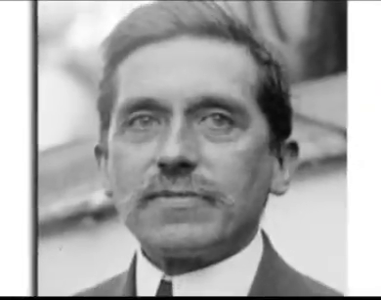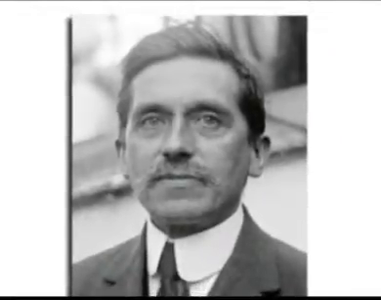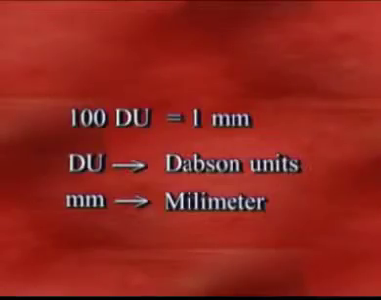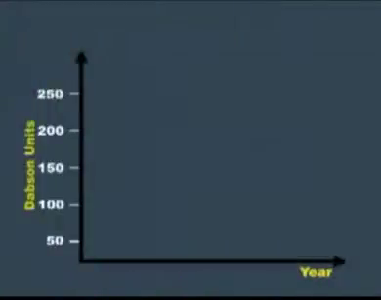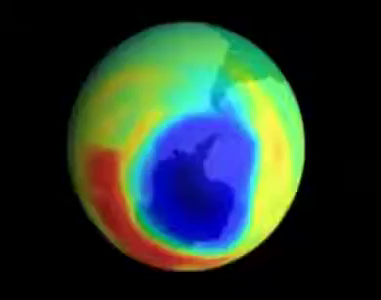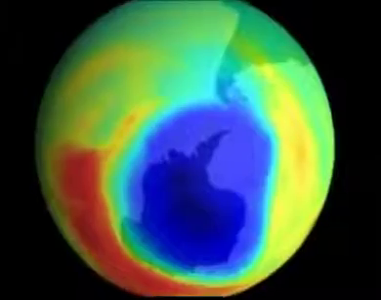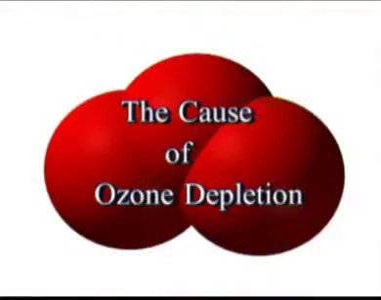The ozone layer was discovered by two French physicists, Charles Fabry and Henri Buisson, in 1913. British weather scientist G.M.B. Dobson measured the thickness of the ozone layer in DU or Dobson units. 100 DU is equal to 1 mm. It was noticed that the thickness of the ozone layer is decreasing. It was 225 DU in 1979, but in 1994 it reduced to 94 DU only. The decline in the ozone layer is called the ozone hole. The cause of ozone depletion.